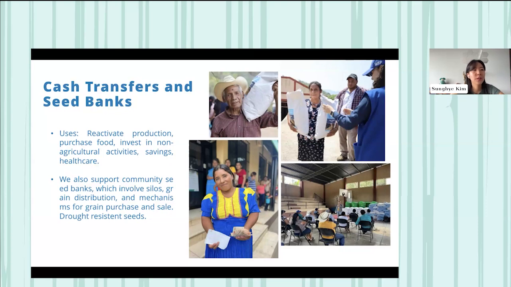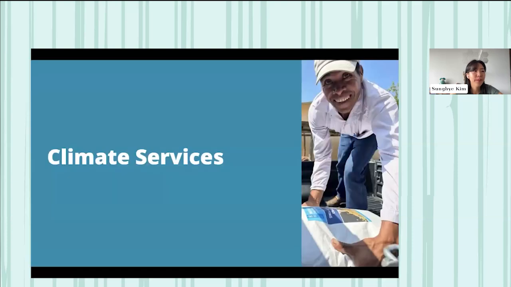Additionally, we have provided support for community seed banks, which involves silos, grain distribution, and mechanisms for grain purchase and sale, which led to enhanced food storage. So these actions aim to tackle humanitarian challenges by making the most of climate forecast and early warning systems. So yeah, moving on to the next point. Lastly, climate services.